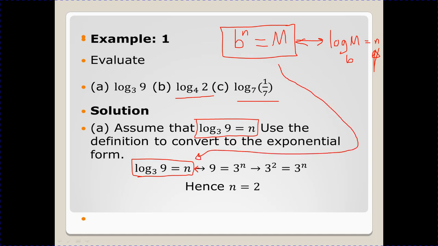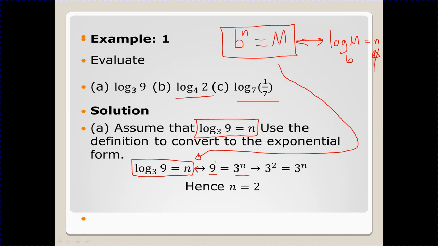Logarithm 9 at the base of 3 equals n. So 9 equals 3 to the power n. Now I have the right hand side with a base and a power. On the left hand side, I have 9 as the base and the power is 1. But if I could make the two bases on the right hand side and left hand side the same, then the powers will be the same.